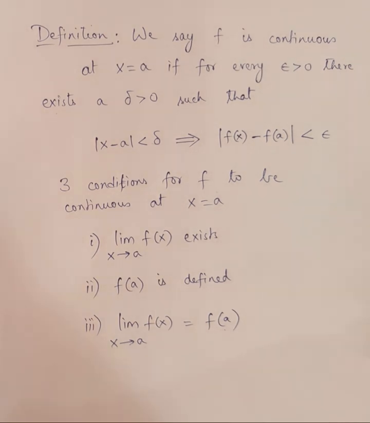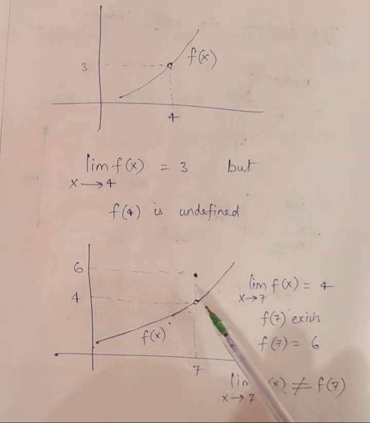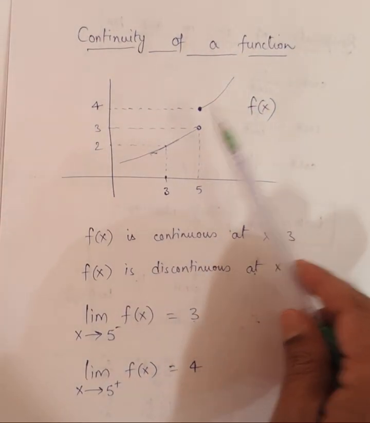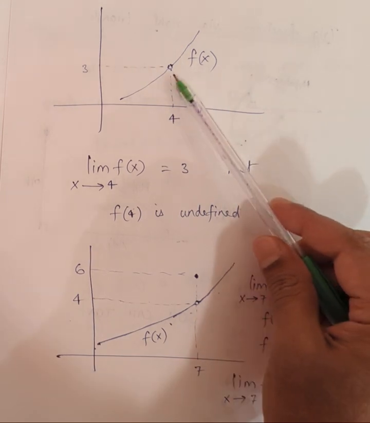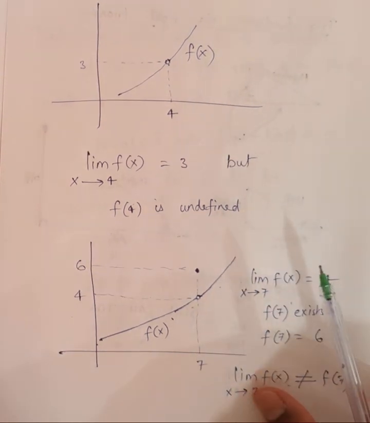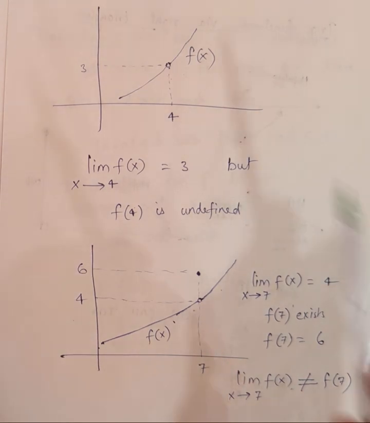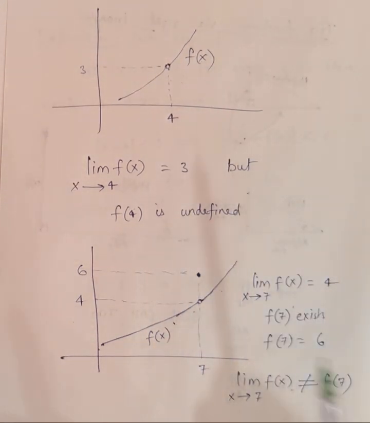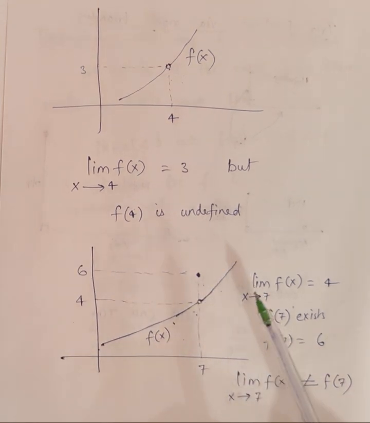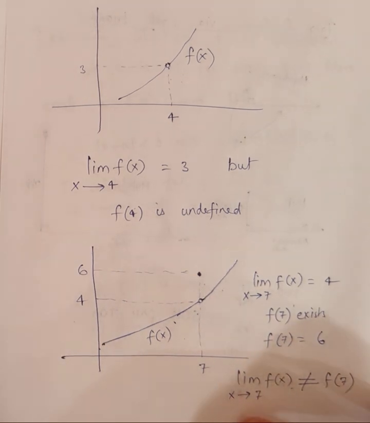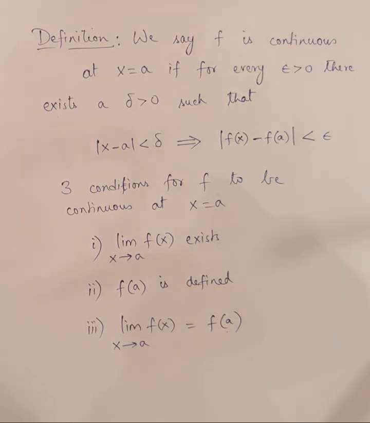The function could be defined by a graph, in which case it's easy to tell. Let's go back to the first example we had. Here the limit does not exist, so the first condition itself is violated. Here the limit exists, so the first condition is good, but the function is not defined. So the second condition does not hold. Here the limit exists, the function is defined, so the first two conditions are good, but the third condition fails. Limit is not equal to the function. So we need all three conditions. All right, so that's continuity of a function at x equal to a.